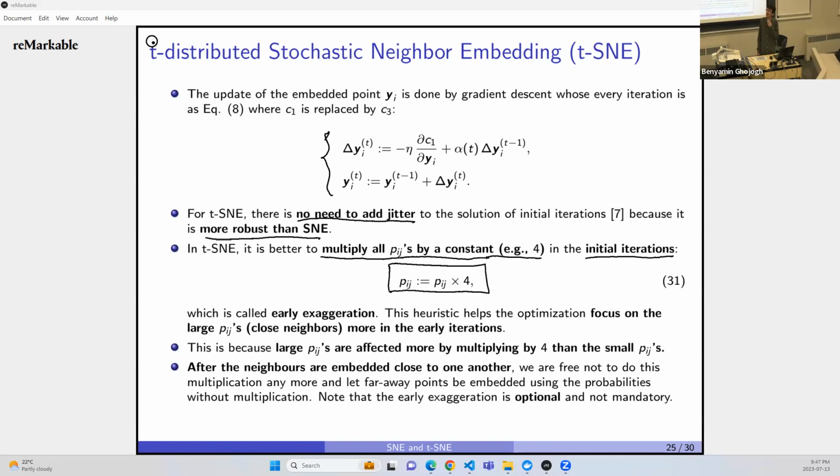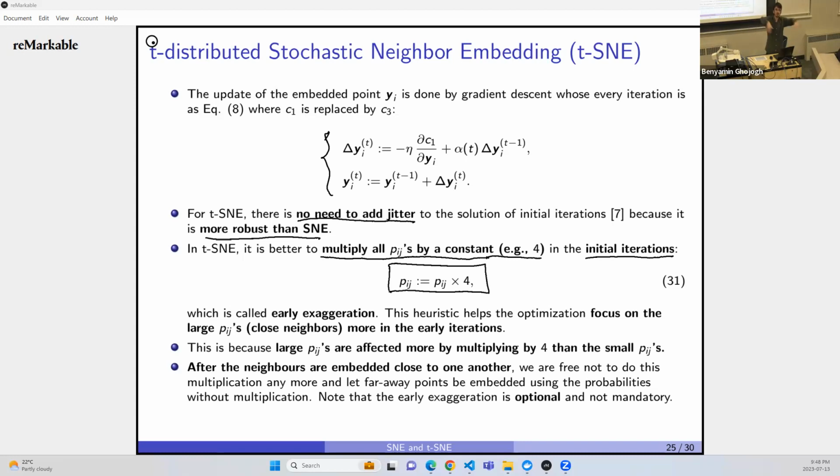Because in the initial iterations, I want to focus more on the large probabilities. What if I do this? Can you tell me what happens? If Pij is small, times 4 it is still small. What if Pij is big? Times 4, it becomes much bigger. So this multiplication by 4 has more impact on large Pij's. Then it means that in initial iterations, I want to focus on nearby or close by points.